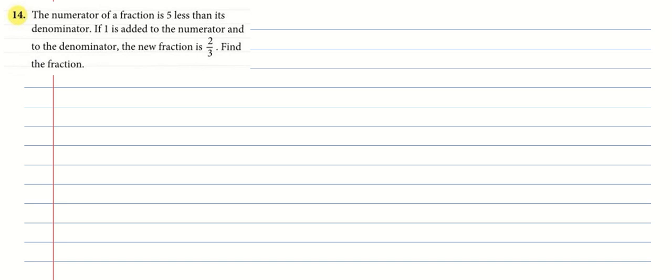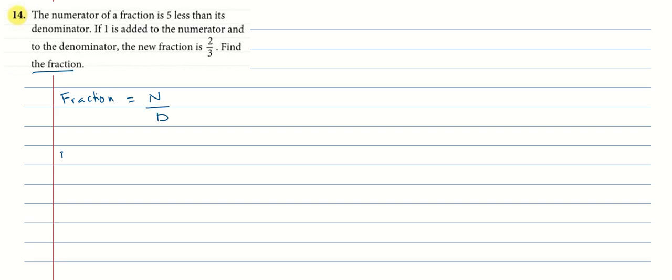Alright, the question here says the numerator of a fraction is 5 less than its denominator. If 1 is added to the numerator and to the denominator, the new fraction is 2 upon 3. Find the fraction. So we have to find the fraction, as it is the final requirement. And we know that a fraction consists of two things, numerator and denominator.